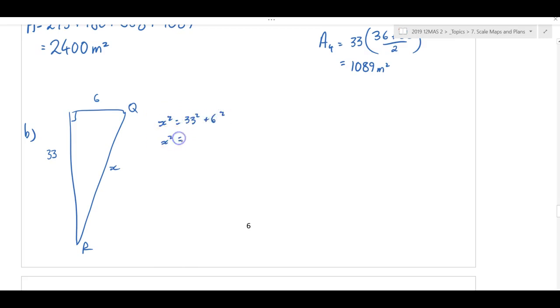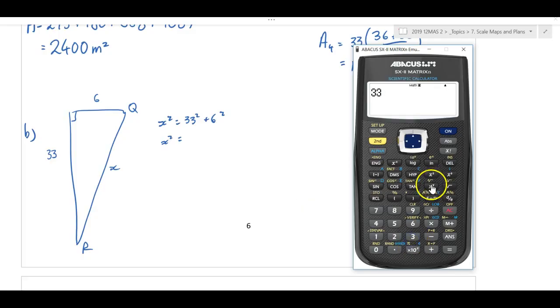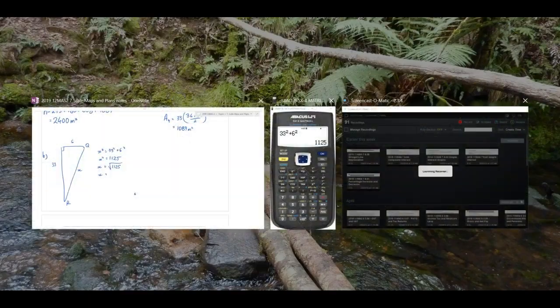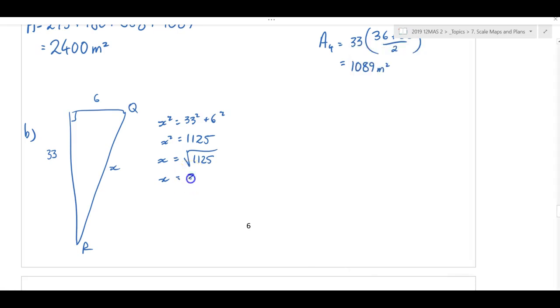Right, so X squared equals 33 squared plus 6 squared, which is 1,125. Then X is the square root of that, the square root of 1,125. My answer is 33.5 meters long, to 1 decimal place.